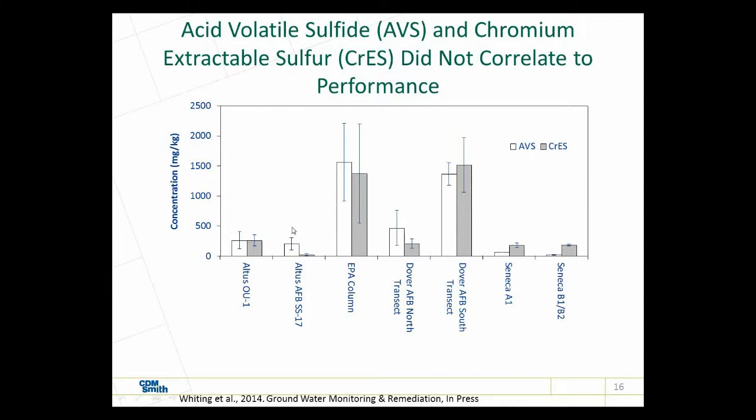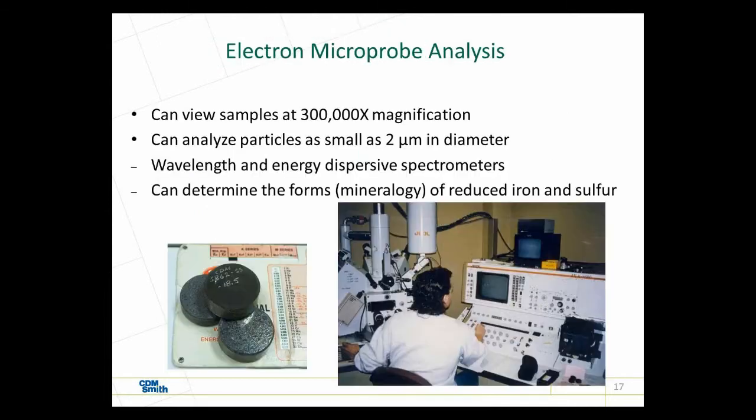We also had low values of AVS and CRES, where we had high rates of VOC removal, and similar to this. So this has some questions, and so, what are we left with? Well, one thing we can take a look at is, what kind of minerals are there? You can use a technique such as electron microprobe, a bit more expensive, more specialized, but certain universities are capable of doing this. And it's essentially a scanning electron microscope, which you can also use to look at elemental composition.